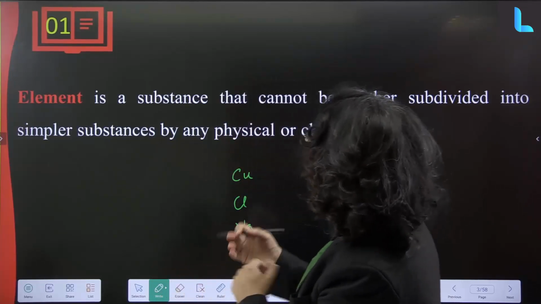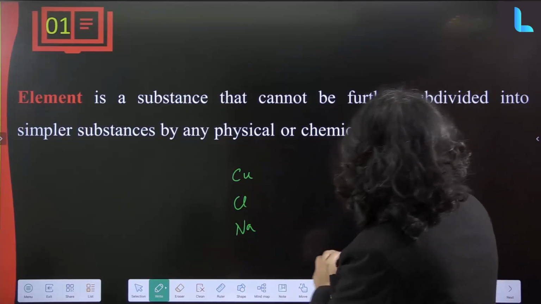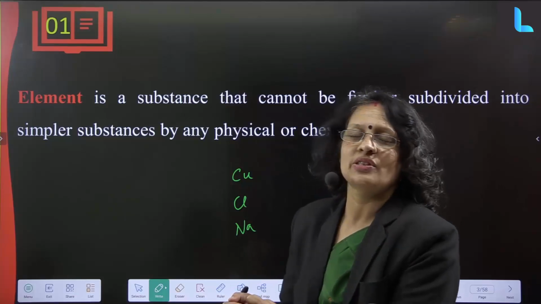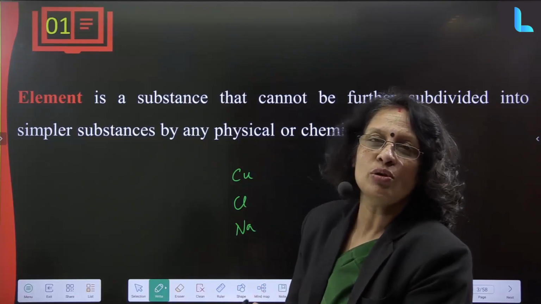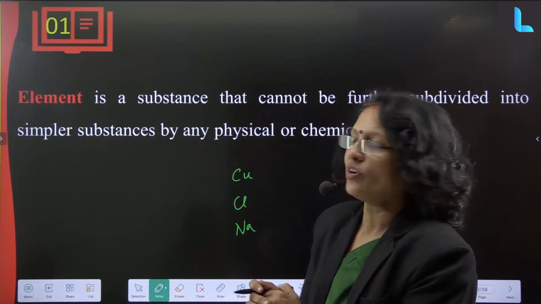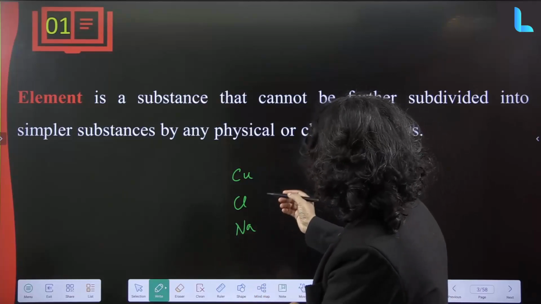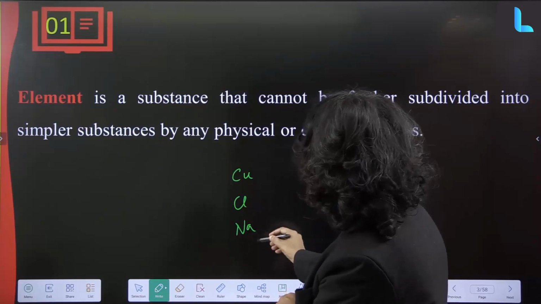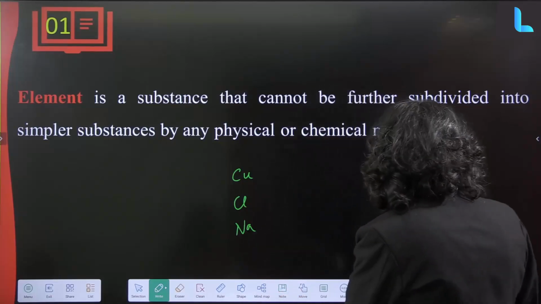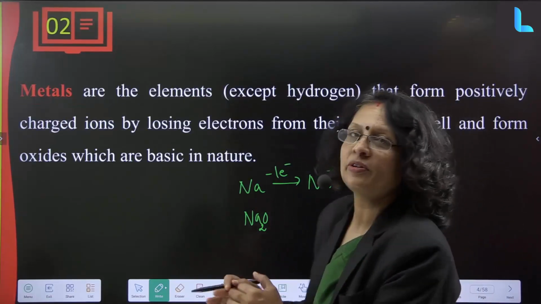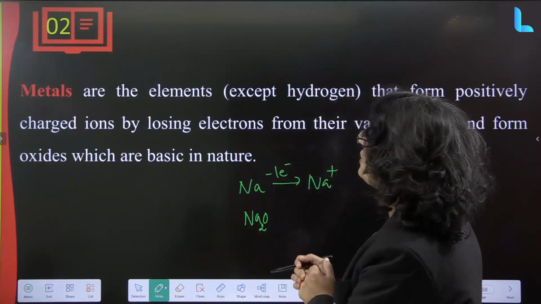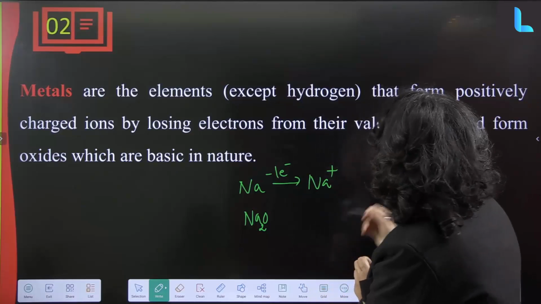So let us see here. An element is a substance that cannot be further subdivided into simpler substances. Elements can be divided into metals, non-metals, and metalloids. So copper, chlorine, sodium: copper is a metal, chlorine is a non-metal, and sodium is a metal. These are called elements, which cannot be further subdivided. Metals are the elements that form positively charged ions by losing electrons from their valence shell.